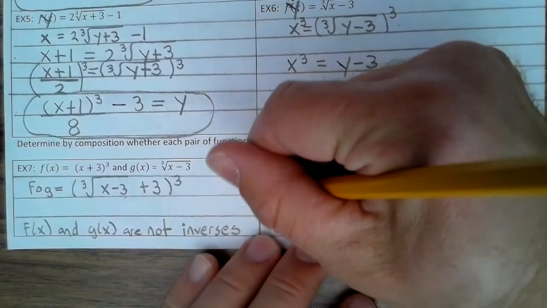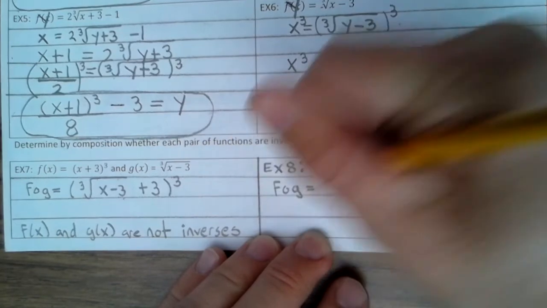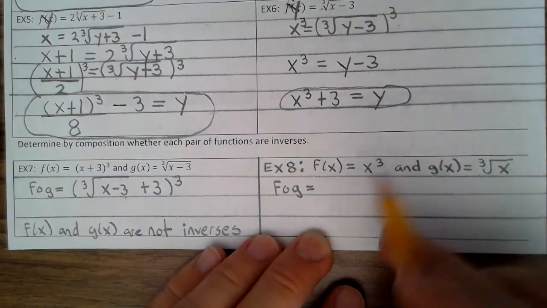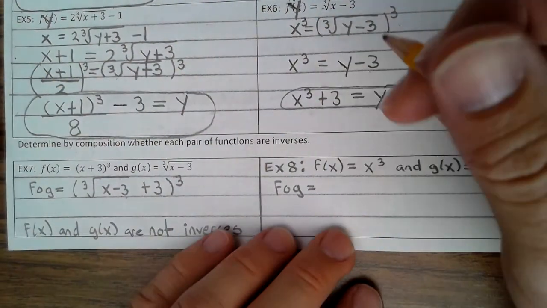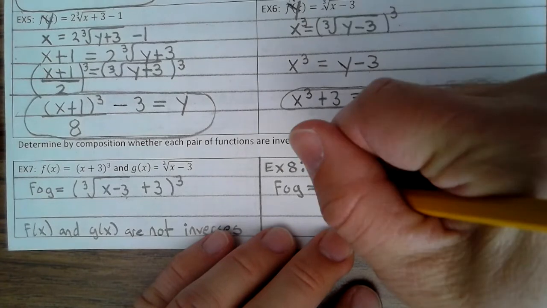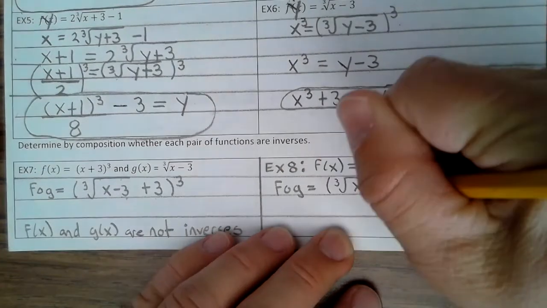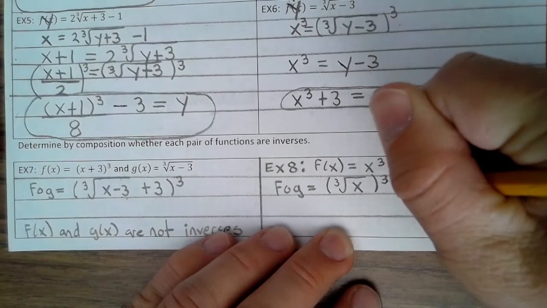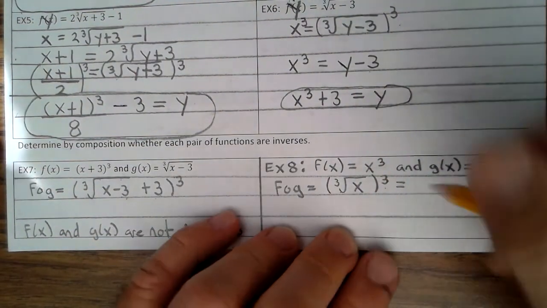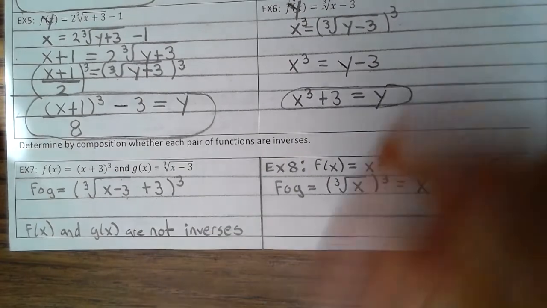So we do f of g. So you're going to substitute g of x into f of x. So that's the cube root of x cubed. Well, this uncubes the root, so you're left with just x. So far, these could be inverses.